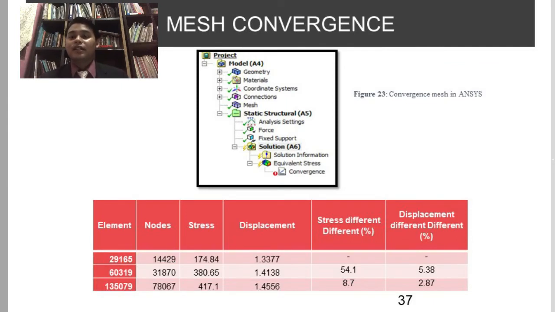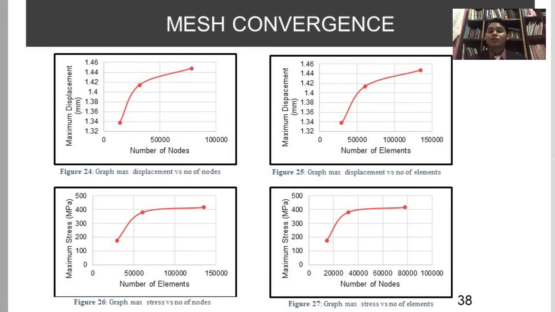In ANSYS, we can do the mesh convergence by simply adding the convergence command, as you can see in figure 23. After you do the convergence, we get the results for the displacement and stress. Figure 24 shows the graph of displacement versus number of nodes. Figure 25 is the graph of maximum displacement versus number of elements. Figure 26 is the graph of maximum stress versus number of nodes, and figure 27 is the graph of maximum stress versus number of elements.